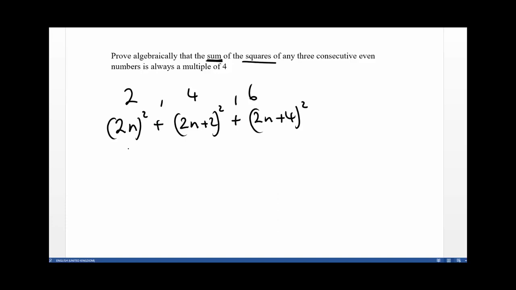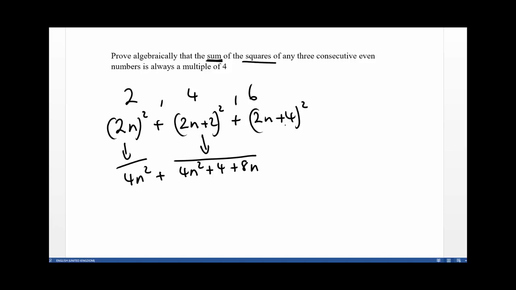Okay, we should know that this is going to give us 4n squared. Plus, then we're going to have 2n squared, which is 2n, and you square it is 4n squared again. 2 squared is going to be positive 4, and then 2 times 2n is 4n, times 2 is going to be 8n. So that relates to this one here.